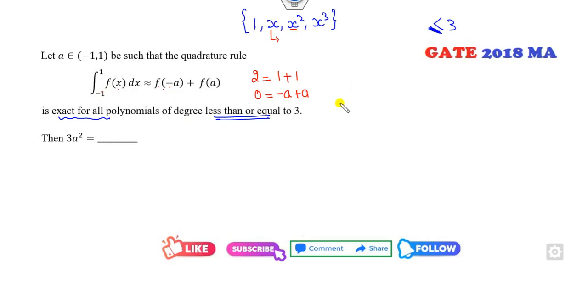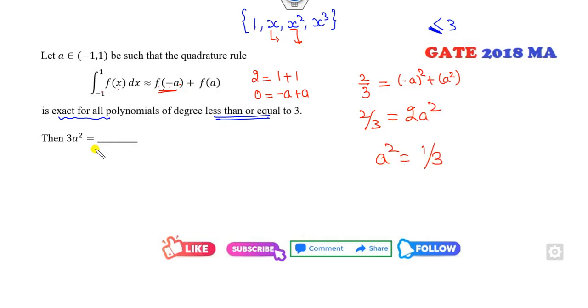If I substitute x square, integration of the x square will be my 2 over 3. If I use x square, then f of minus a is a square plus a square. So 2 over 3 is 2a square. So a square is 1 over 3, and the 3a square is my 1, which is the right answer. Again, there is no need of this one.